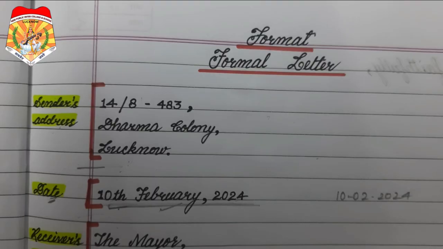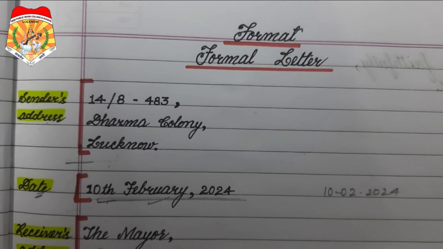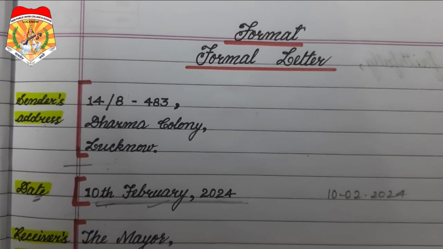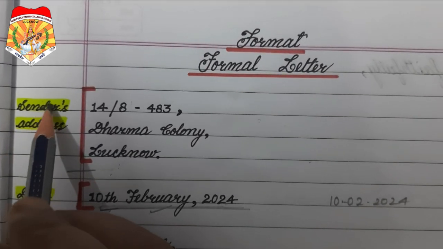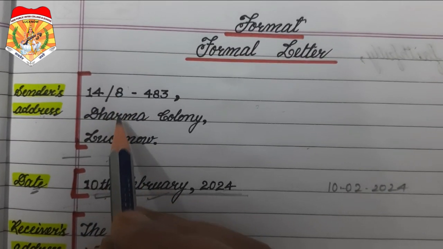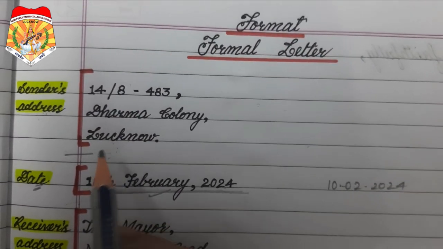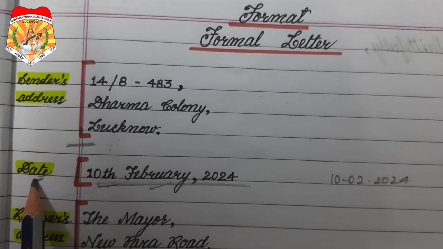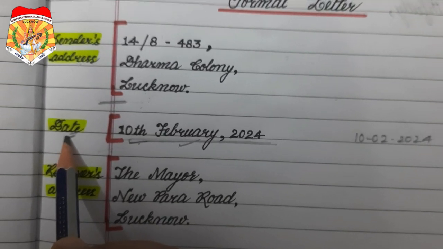When writing a formal letter, always be respectful and conscious of your language, no matter what the subject of the letter might be. This is an example of a formal letter in front of you. First of all, we will write the sender's address. It should be written in 3 lines. After that, leave a line and then we will write date in this format.